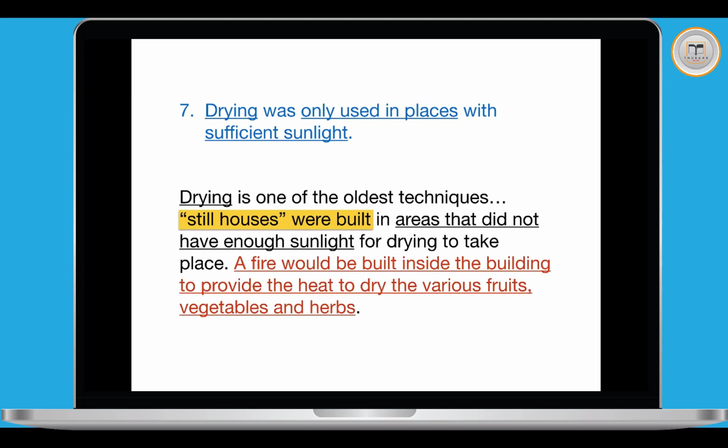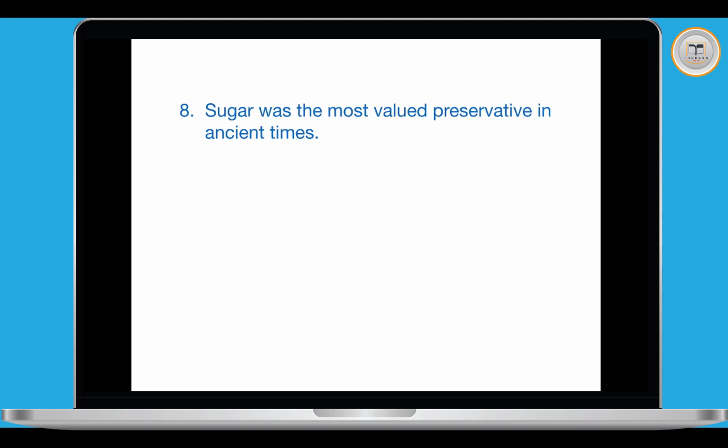A fire would be built inside the building to provide the heat to dry the various fruits, vegetables and herbs. So the answer is false. Drying can be used in other places without sunlight because they use these still houses. That's the answer for number 7. Let's move on to number 8.